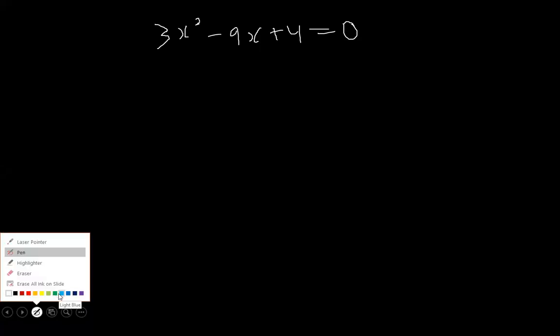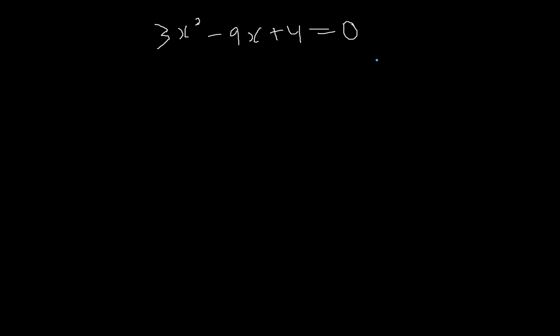I don't want you to fall asleep on here, so you do most of the answer. 3x squared minus 9x plus 4, that's equal to 0. Right. So anybody, just walk me through this question. First, I want to write this in completed square form. So somebody walk me through the steps.